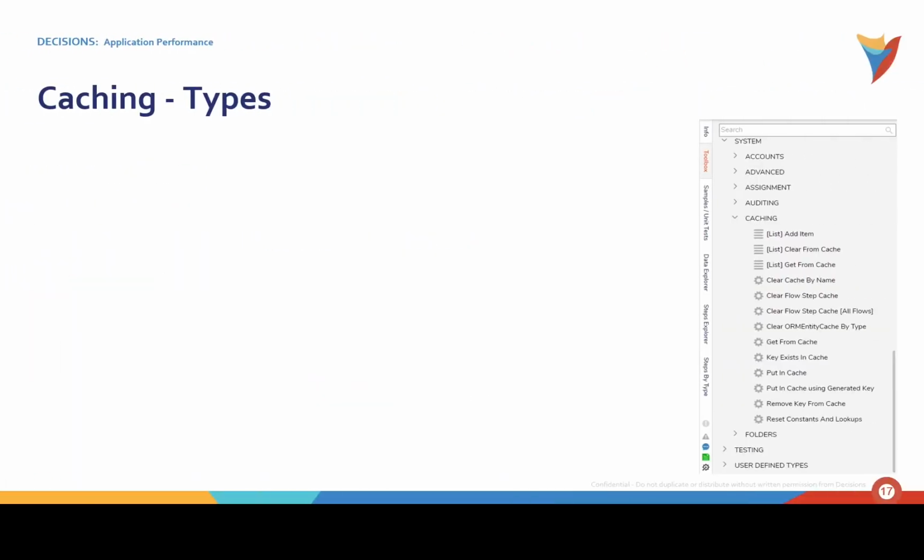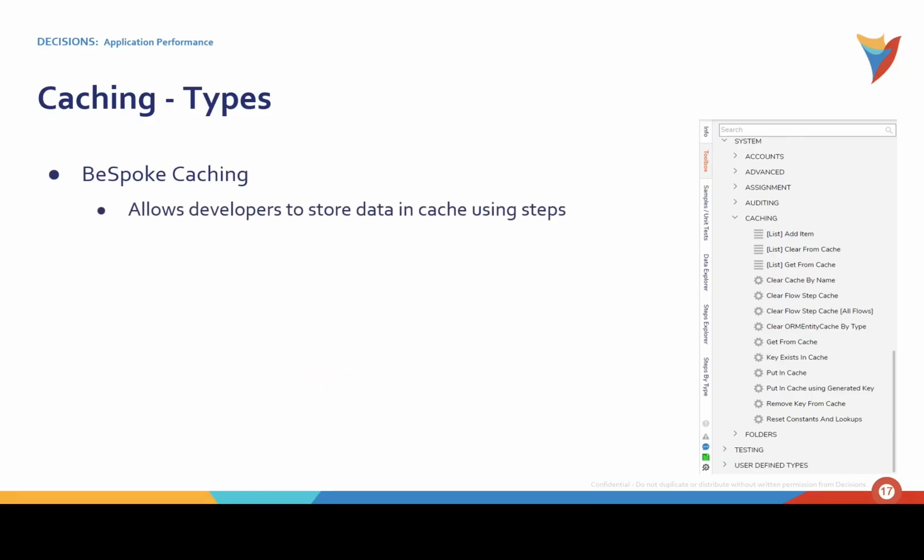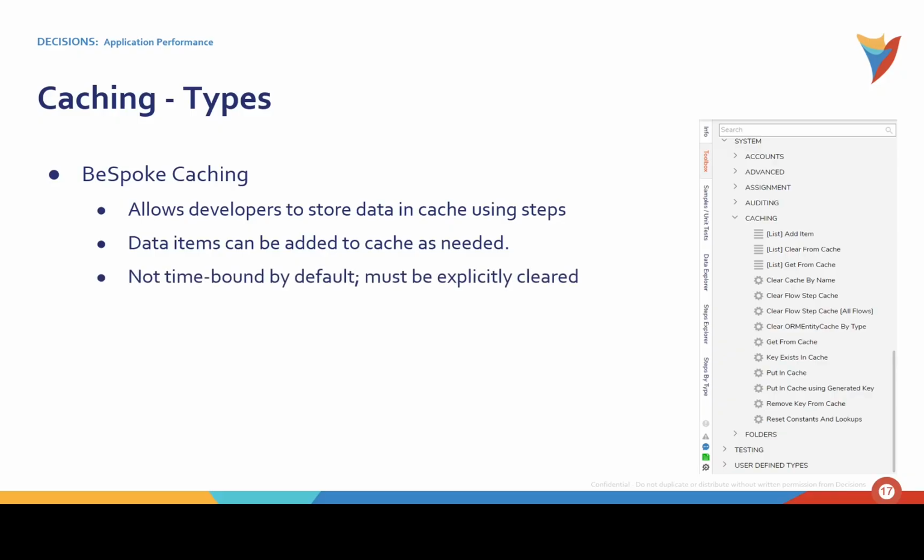The second type of cache is what is called a bespoke cache. This allows developers to store data in the cache utilizing steps in the Flow Designer, and these data items can be added to the cache as they need. Now, something to note about this is that unlike the other cache, this is not time-bound by default. You have to explicitly clear these caches if you want to remove data that has been set in those caches. And if you ever use a duplicate key to put a different piece of information into the same cache, it will overwrite the previous piece of information.